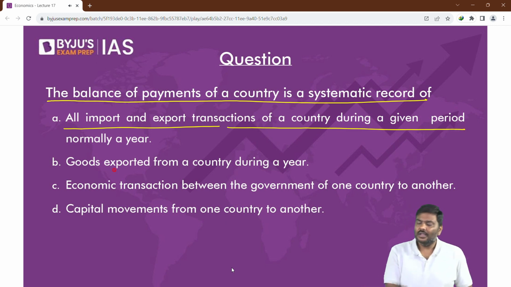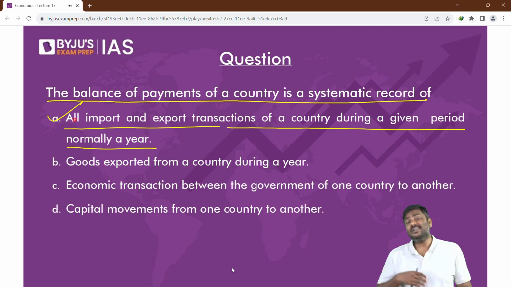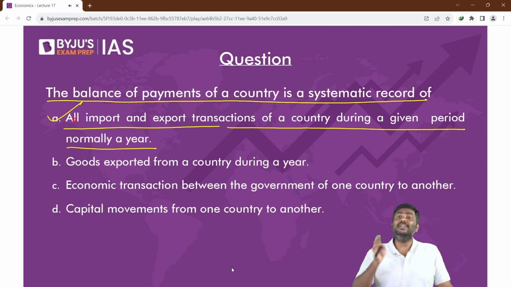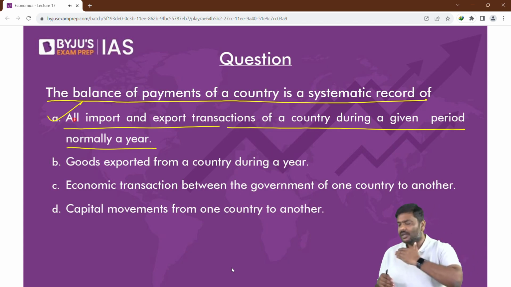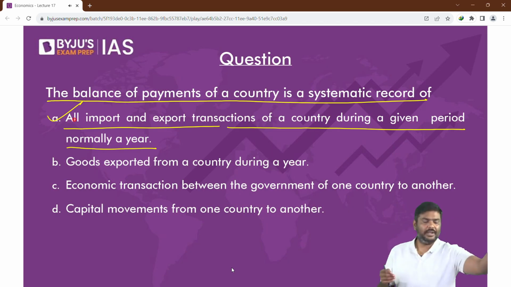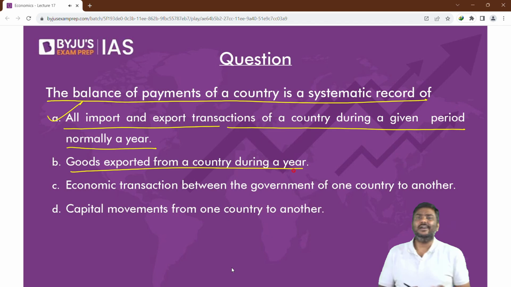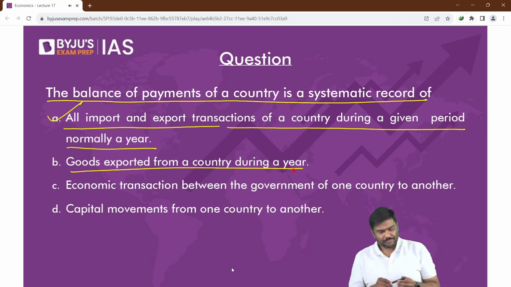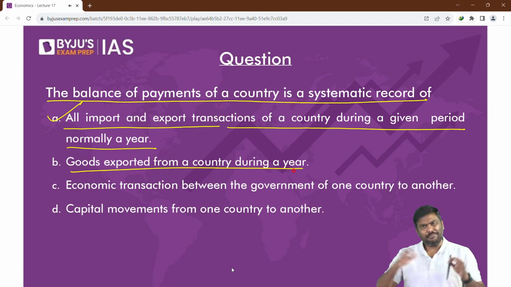Okay, right. 78% have answered correctly. The balance of payments of a country is a systematic record of all import and export transactions of a country during a given period, normally a year. This is correct. Import and export transactions. They're not saying imports and exports. They're saying any transaction that will lead to inflow of dollars into India and outflow of dollars from India. That's correct. But let me eliminate the remaining.